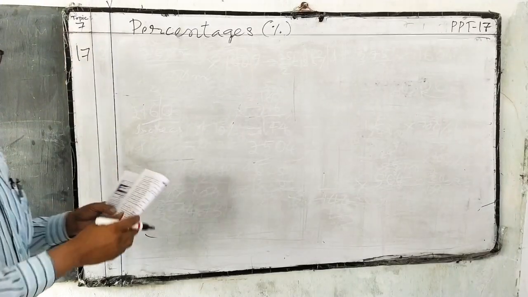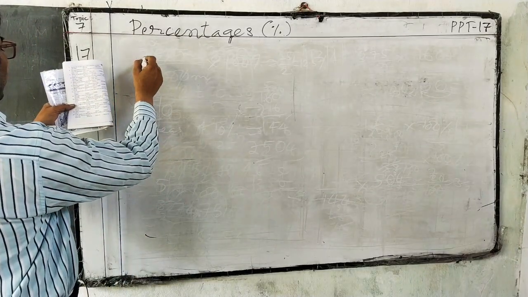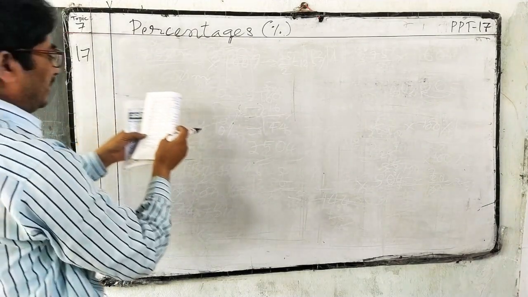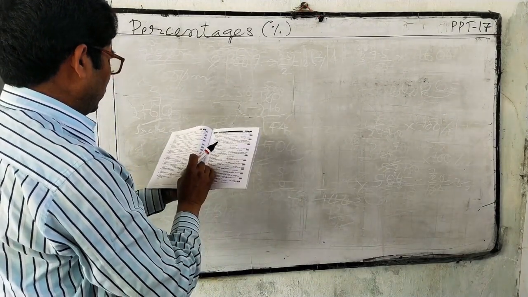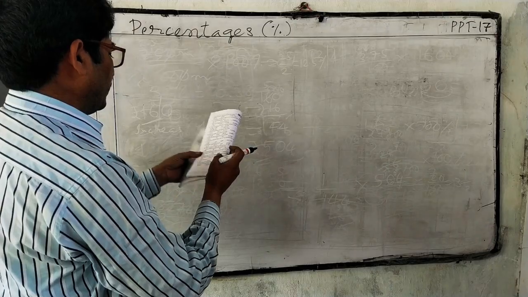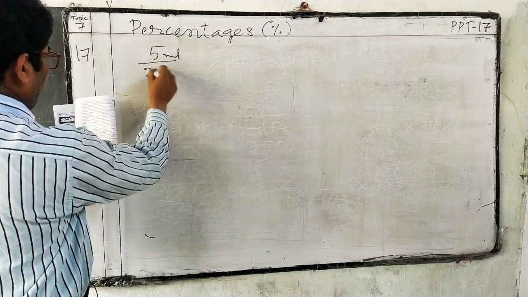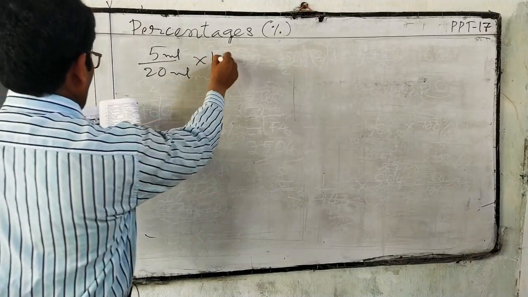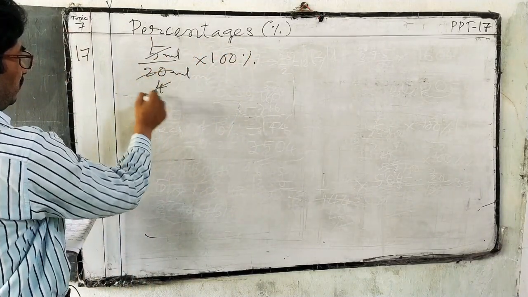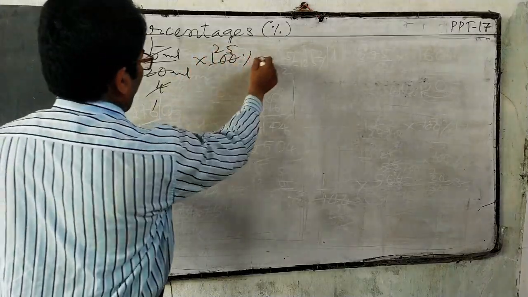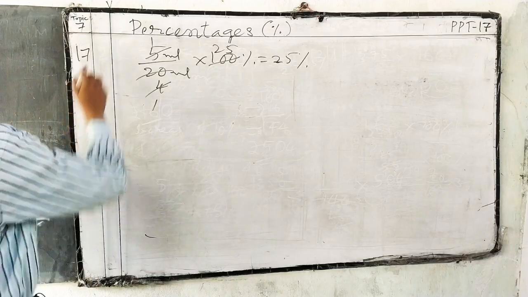17. 5 milliliter of milk is added to every 20 milliliter water to make a cup of tea. The percentage of milk in a cup of tea is 5 milliliter by 20 milliliters into 100%. 5 ones are 5, 5 fours are 20, 4 ones are 4, 25s are 25%. Option 4.